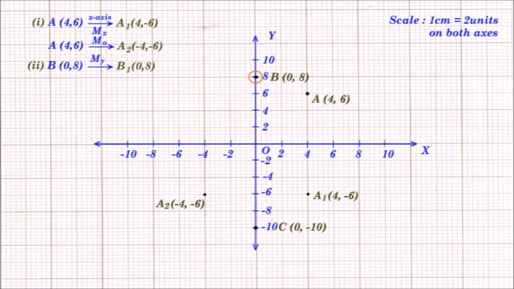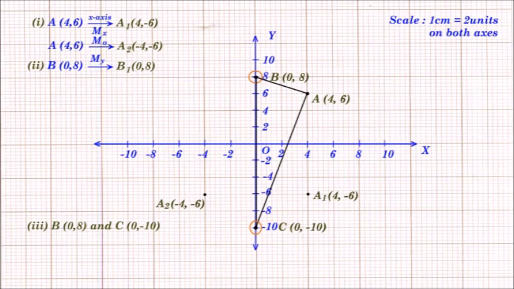Now the next part says, name 2 points which are invariant under reflection in the y-axis. So one point is obviously B with coordinates 0, 8 and the other point will be C with coordinates 0, -10. So we have these 2 points which are invariant under reflection in the y-axis. Now we want to draw the image of triangle ABC as triangle A3, B3, C3.